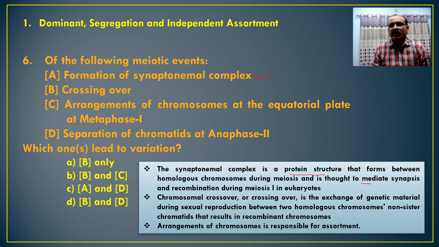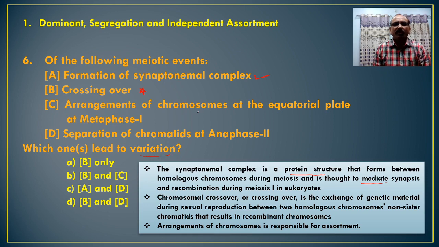See here, it mediates the synapsis. It is not responsible for the recombination, and synapsis alone is not responsible for any variation. Then crossing over: chromosomal crossover is the exchange of genetic material during sexual reproduction between two homologous chromosomes, that is non-sister chromatids, that results in recombinant chromosomes, and because of that there is a change in the genes. So crossing over is responsible for the change in the genes, and that is responsible for variation.